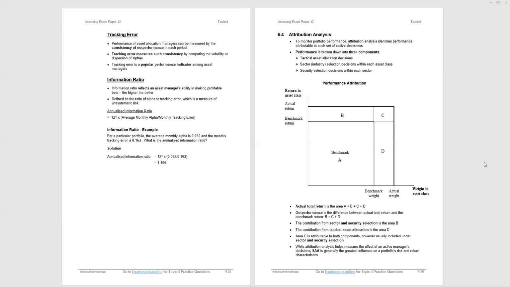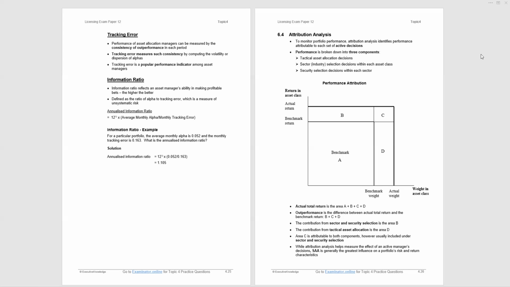Moving along to attribution analysis. We want to know where the performance is coming from, certainly outperformance. What is it attributed to? To monitor portfolio performance, attribution analysis identifies performance attributable to each set of active decisions. Performance is broken down into three components: tactical asset allocation, sector or industry selection decisions, and security selection. You'll see the last two we tend to take together.